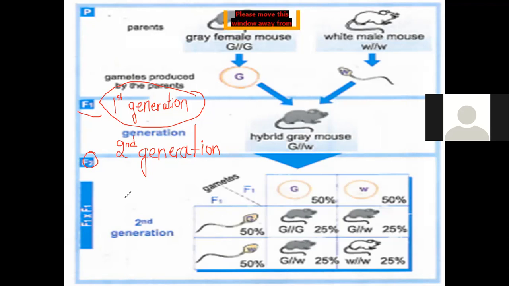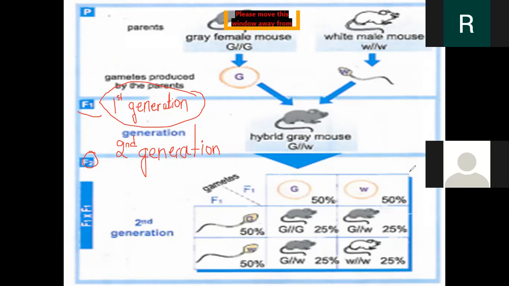And meaning that I slap myself. What does this mean? Ms. Rana, can you help us? What do we call this cross? F1 with F1? Cross. Excellent. Selfie cross. Thank you. So F1 cross with F1 is called self cross. So crossing F1 with itself, we call it self cross.